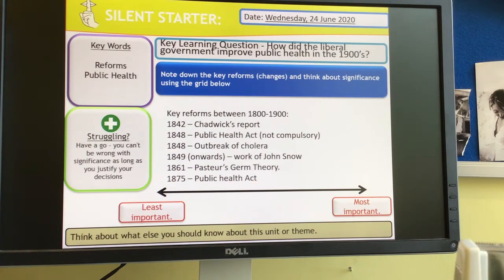So have a go at that. Draw yourself a line with a ruler, and I'll just be interested to see where you plot things. If you look at the thing on the left hand side where it says struggling just here, you can actually see you can't be wrong. You know that with significance. You can never be wrong. Just justify and explain why you've picked what you've picked. So press pause and have a go.